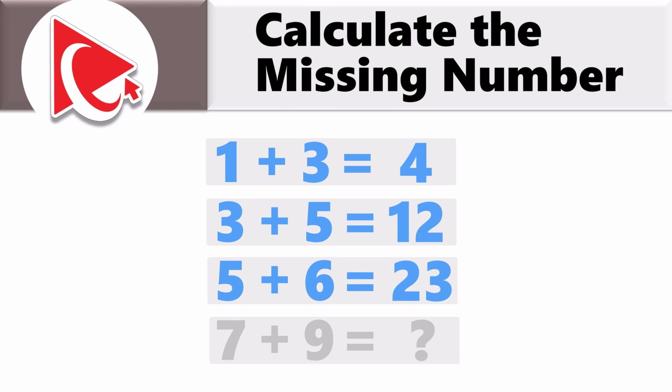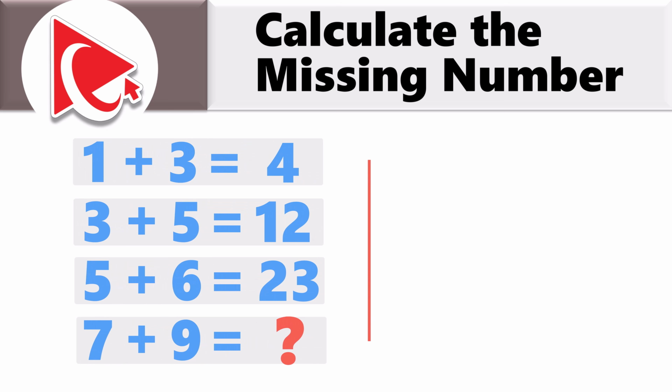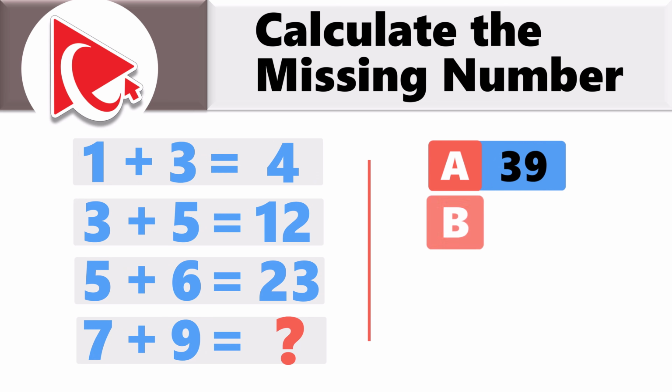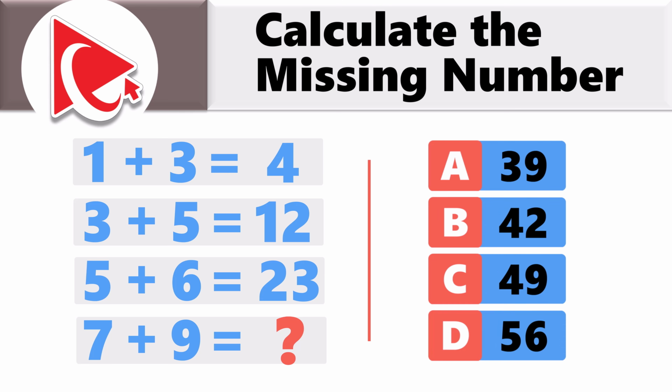And the fourth one is 7 plus 9, and this is where you need to calculate the missing number. Once calculated, make sure to select the missing number out of 4 possible choices. Choice A, 39. Choice B, 42. Choice C, 49. And last but not least, choice D, 56.